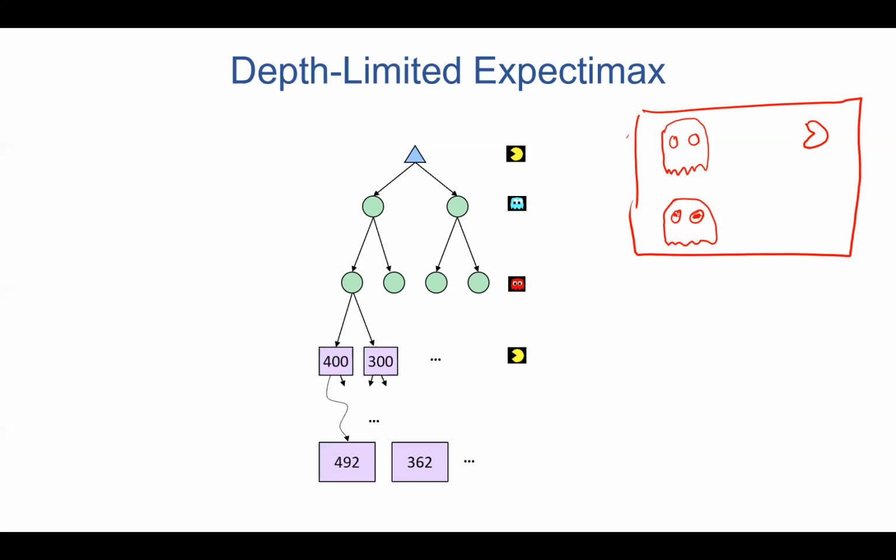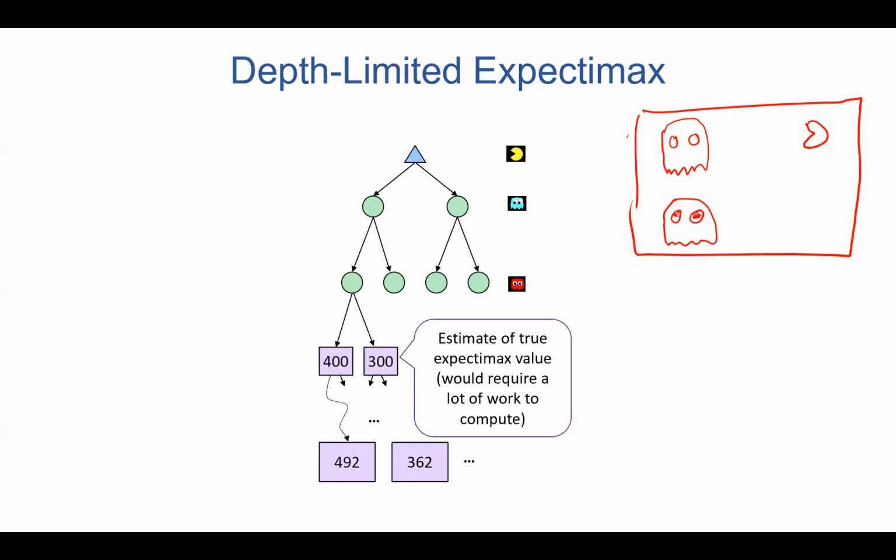accurate. Suppose that in here the actual value was 492, and here it was 362. You may just come up with estimates, something like this, using an evaluation function. I'll talk about the evaluation function in more detail, but what we do is estimate, because computing the true Expectimax value would require a lot of work. Let me just show you an example right after explaining the probability for about 2 or 3 slides.